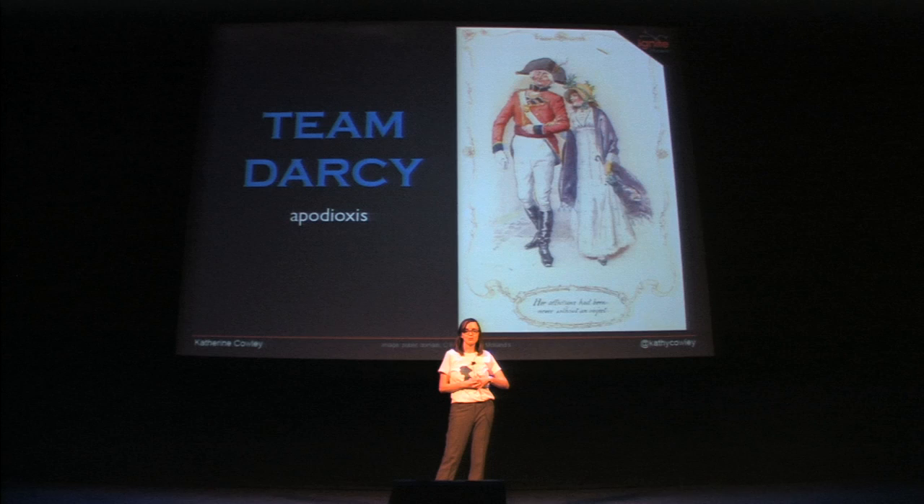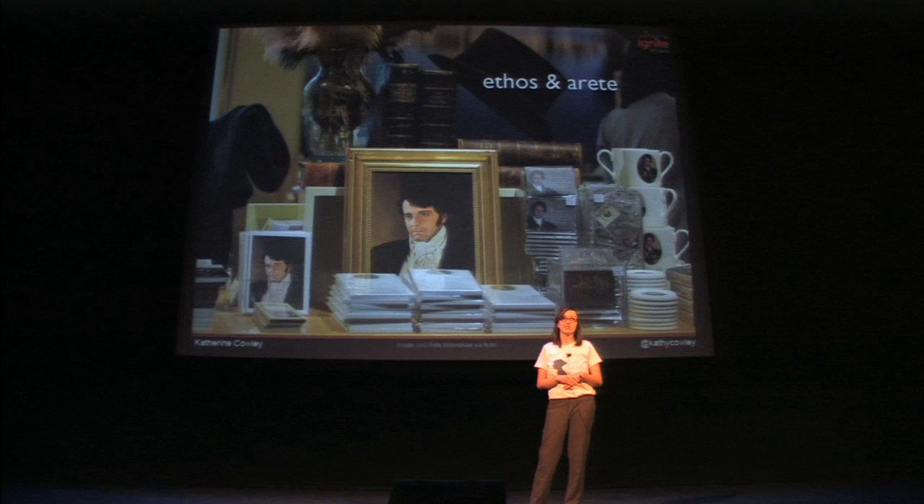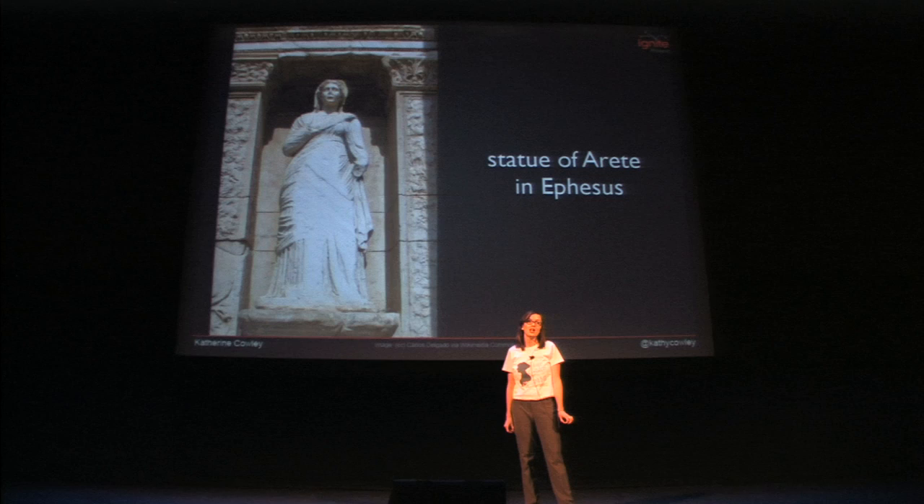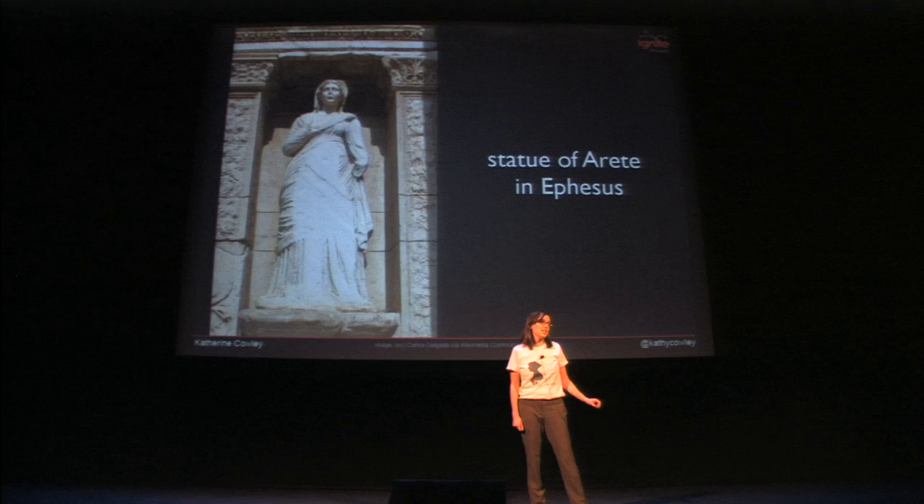After writing his letter, Darcy needs to work to establish his ethos, or his credibility. Aristotle wrote that in order to have ethos, you have to possess arete, or virtue. The great Roman teacher Quintilian wrote that rhetoric is the art of the good citizen speaking well. This goodness, or arete, can be summed up by the phrase, you can't just talk the talk, you have to walk the walk.